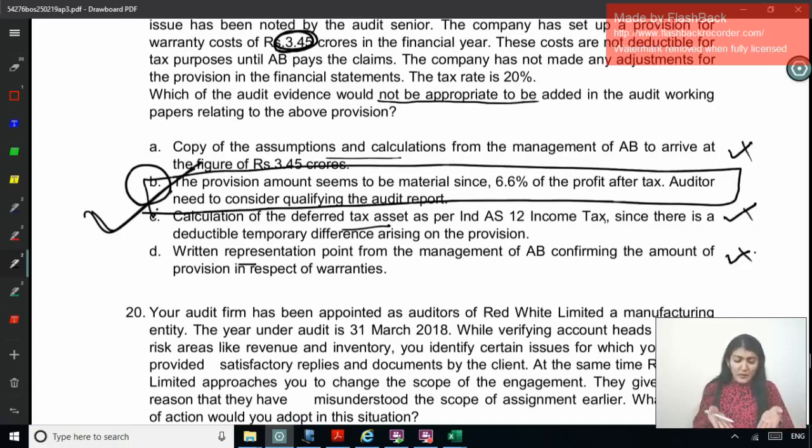And there is no working paper in that. They've written something irrelevant only. And in A, C, D, if you look, at least some working paper is coming over there, some evidence.